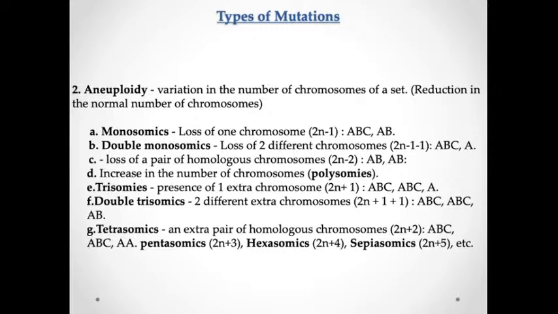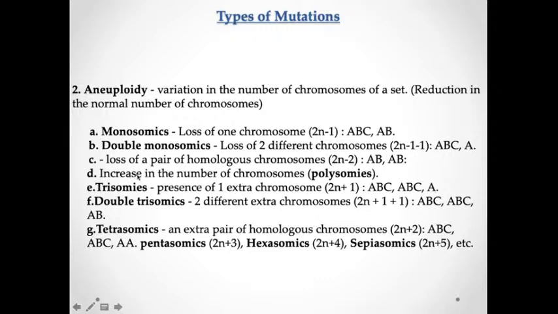Then comes the aneuploidy. In this case, there are variations in the number of chromosomes of a set. So there is a reduction in the normal number of chromosomes. If it is monosomic, that is the loss of one chromosome, that is 2n minus 1. From ABC, it becomes AB. If it is double monosomic, there is loss of two different chromosomes, 2n minus 1 minus 1. Then there's a loss of a pair of homologous chromosomes, that's 2n minus 2.